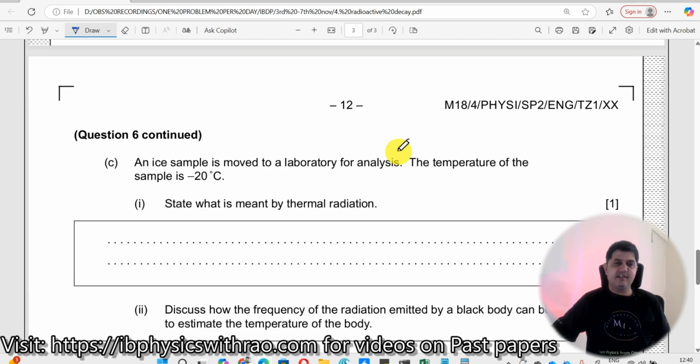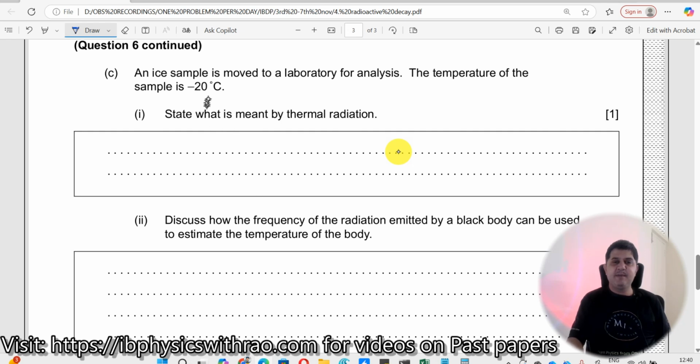Next. An ice sample is moved to a laboratory for analysis. The temperature of the sample is minus 20 degrees centigrade. State what is meant by thermal radiation. When you say state over here, which is for 1 mark, you need to just explain what this is about. You're not going to put this value anywhere. It is thermal radiation. Thermal, what is thermal? Hot, right? Something which is hot, which is getting radiated.